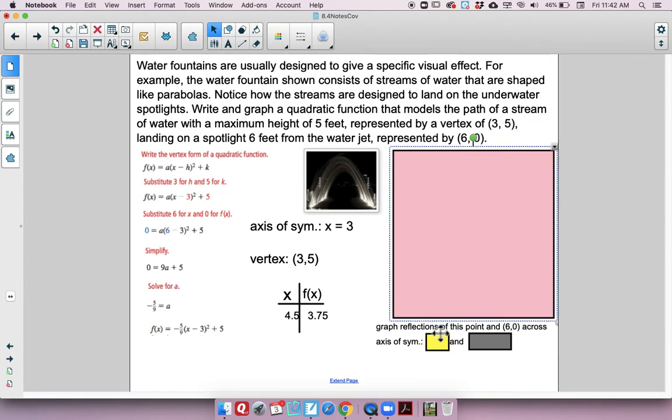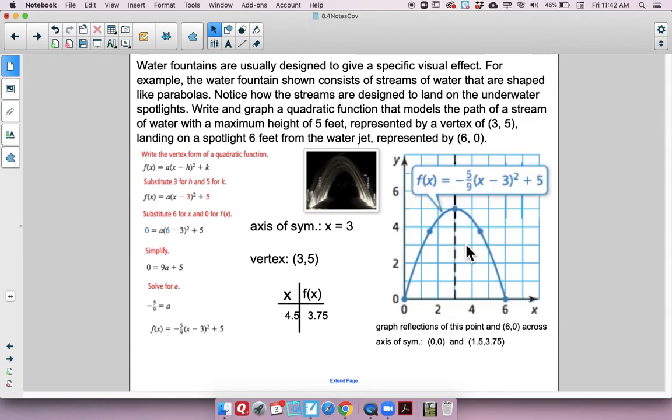So again, we would reflect those points. We already said we'd have (0, 0) and (1.5, 3.75). And this is what we would have had. So we had this point, we had our vertex, we reflected this point. Since it's 3 units to the right of the axis of symmetry, we can put another point 3 units to the left. I decided to use 4.5, right? So that was this point right here.